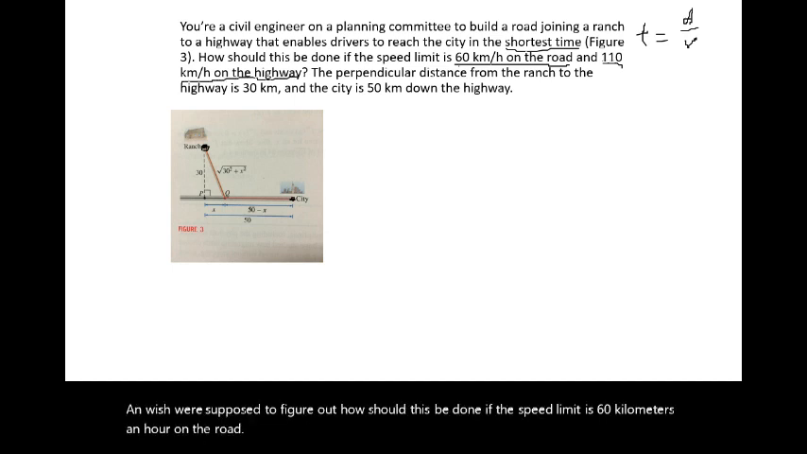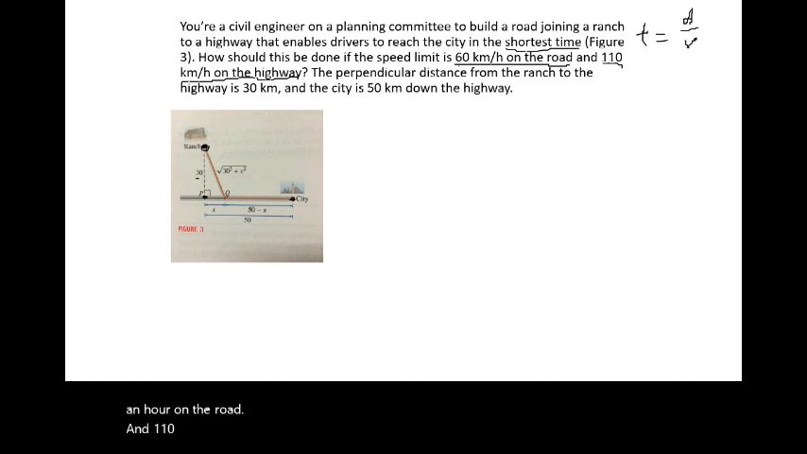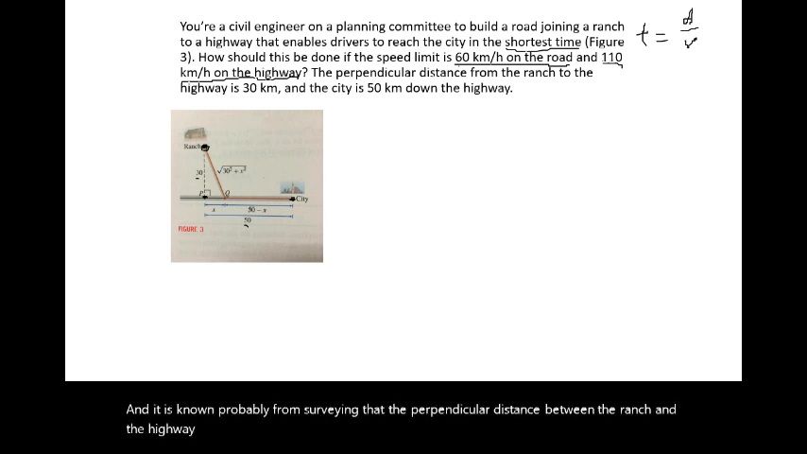And it is known, probably from surveying, that the perpendicular distance between the ranch and the highway is 30 kilometers. And we do know that from this point P, from that perpendicular, the city is 50 kilometers down the highway. So the road is actually going to be some diagonal length here that connects the ranch to this point Q. Now Q is where they're going to put the entrance ramp on the highway from that back road.